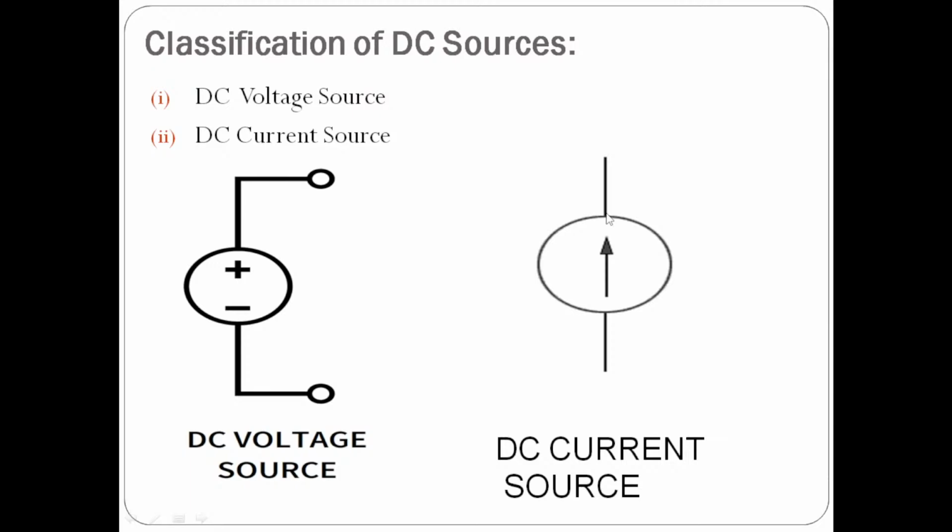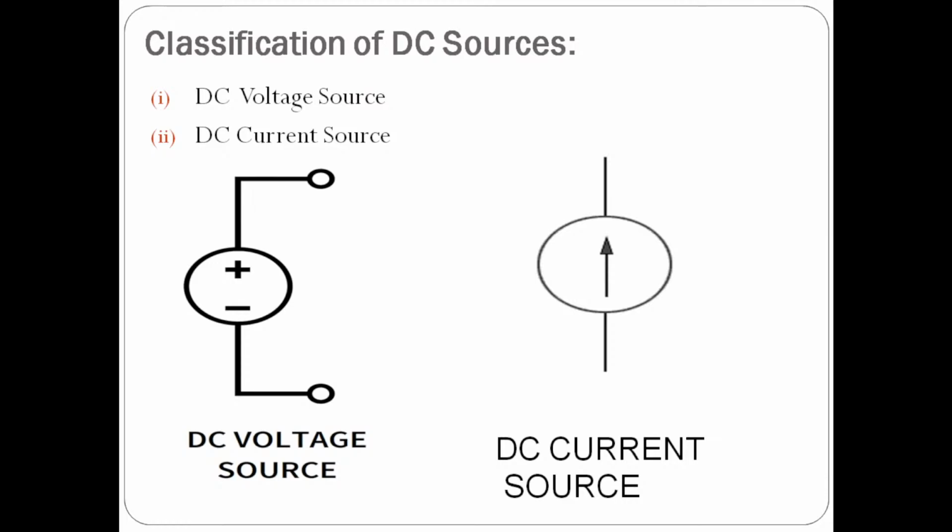Examples of DC sources are batteries, solar panels, and AC to DC converters. Usually DC sources are required to energize electronic devices. So mostly in order to energize electronic devices, DC sources are used.